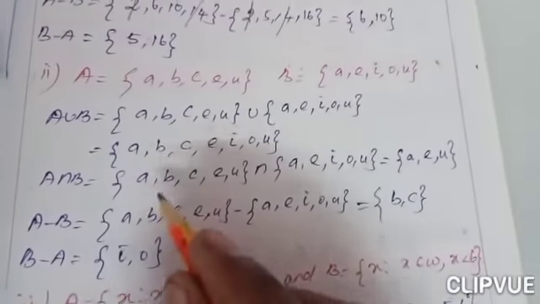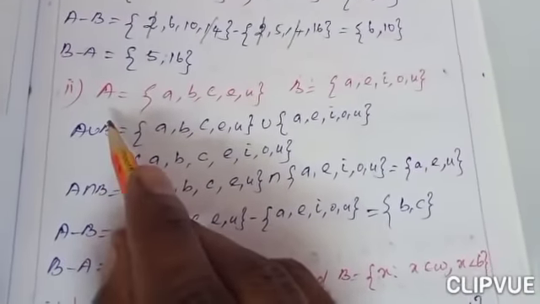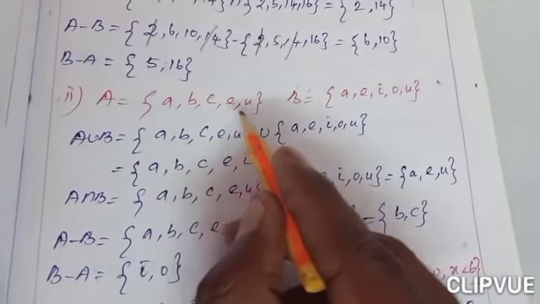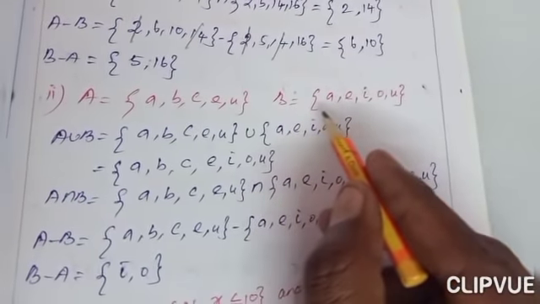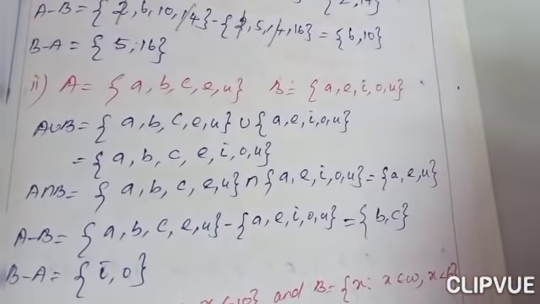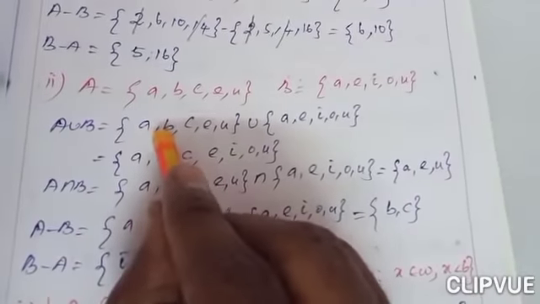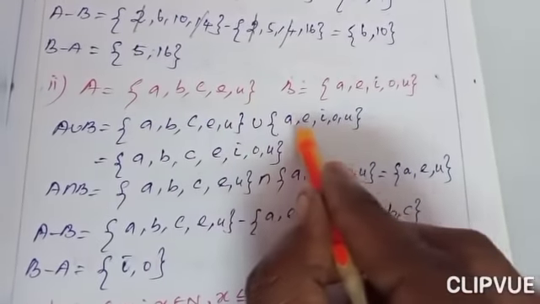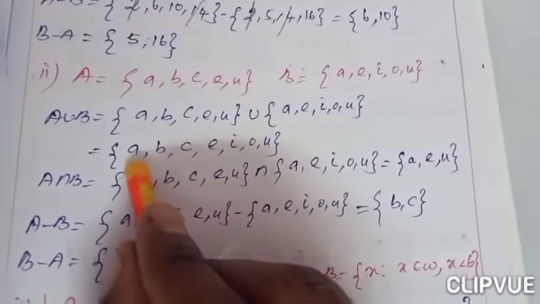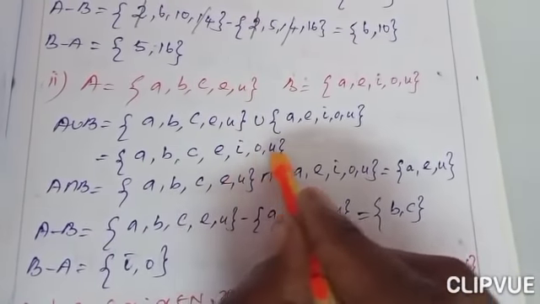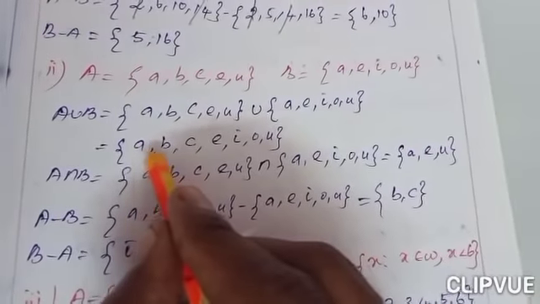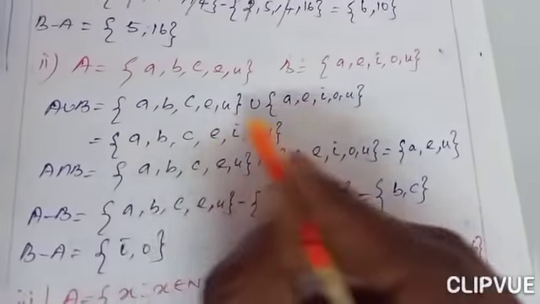Look at the second question. The elements of set A are A, B, C, E, U. Set B elements are A, E, I, O, U. A union B: join the two sets A, B, C, E, U union A, E, I, O, U gives A, B, C, E, I, O, U. The order of the set doesn't matter. That means you can change the order of the elements also.